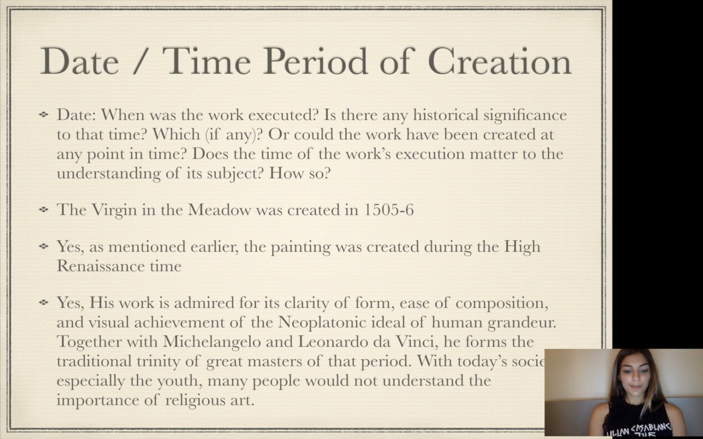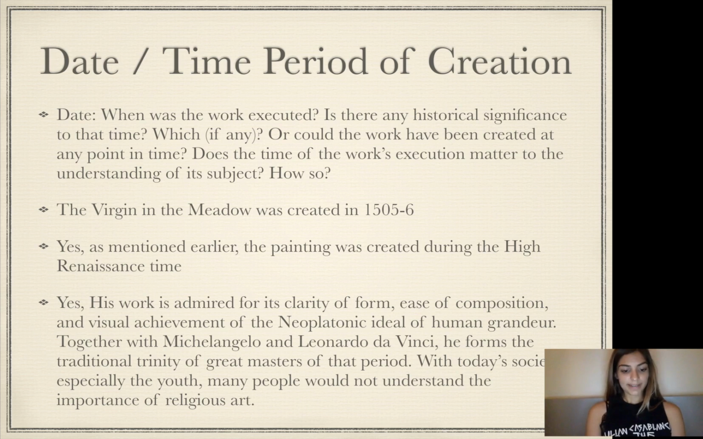The Virgin of the Meadow was created in 1505 to 1506. As mentioned earlier, the painting was created during the High Renaissance. His work is admired for its clarity of form, ease of composition, and visual achievement of the Neoplatonic ideal of human grandeur. Together with Michelangelo and Leonardo da Vinci, he forms a traditional trinity of great masters of that period.